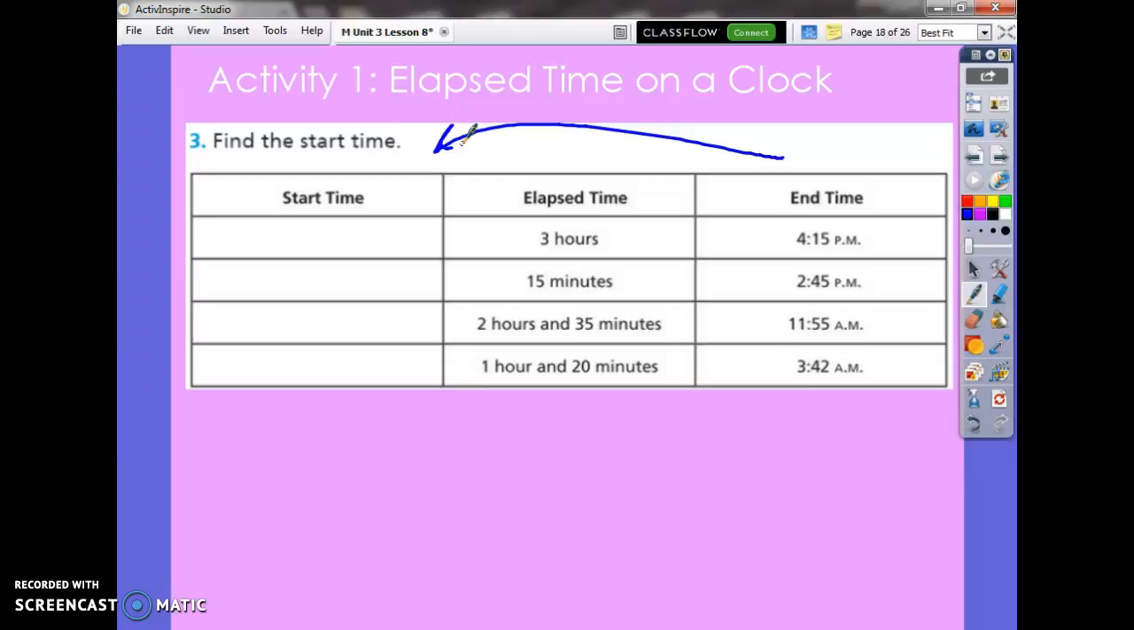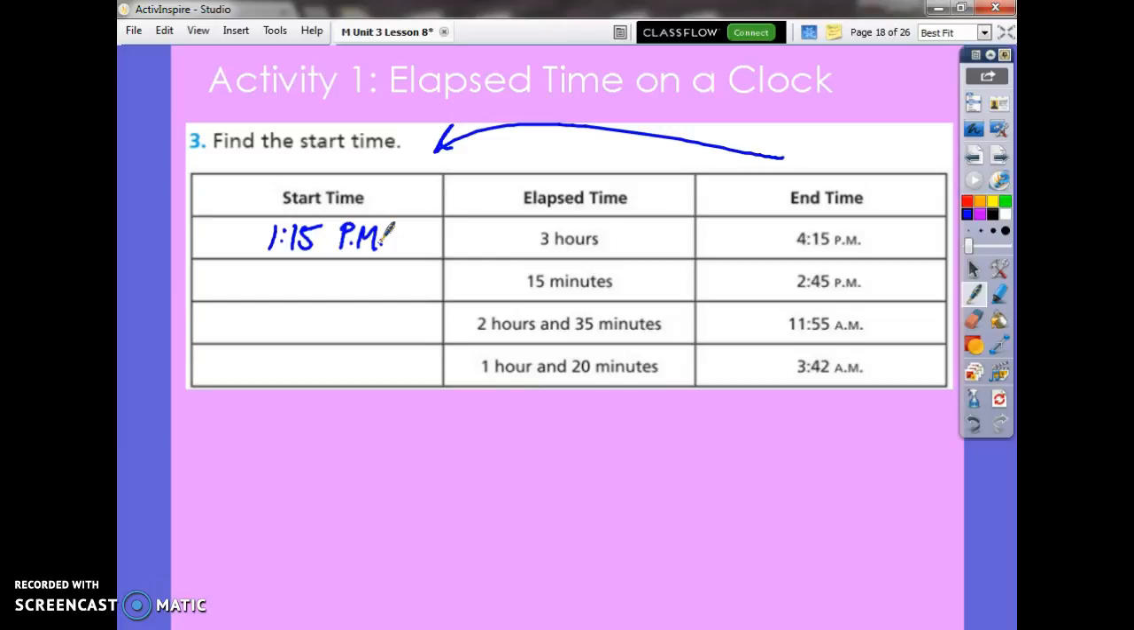So to do the first part of number 3, the end time is 4:15. If I need to go backwards 3 hours, which is just what we did before, it's going to be 1:15. So you can fill in 1:15, it will be P.M., because I'm not crossing over the post-meridian. Right? So let's look at the next one. 2:45 p.m. is the end time. The elapsed time was 15 minutes.